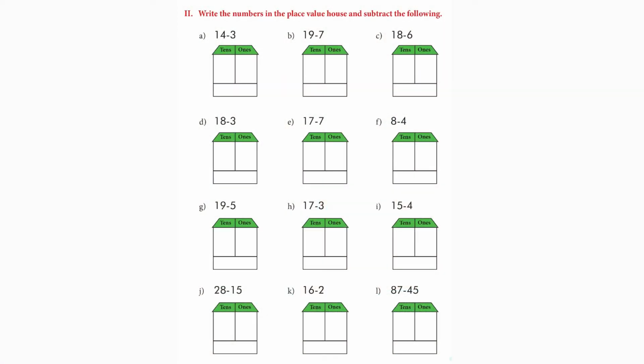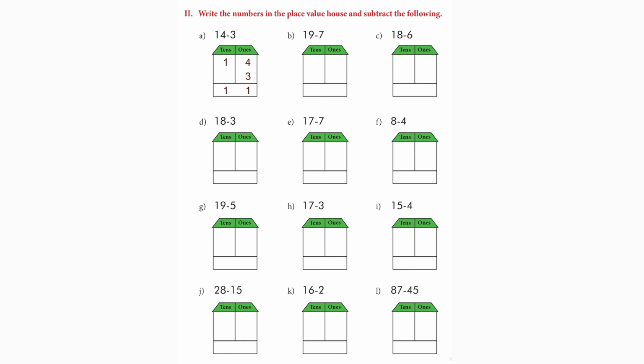Now in the next page, we are going to use the place value house again. So here, write the numbers in the place value house and subtract the following. So the first one is 14 minus 3. Let's do the ones place first. 4 minus 3 is 1. Write down 1. And then we have 1 here. So 1 minus 0 is 1 itself.